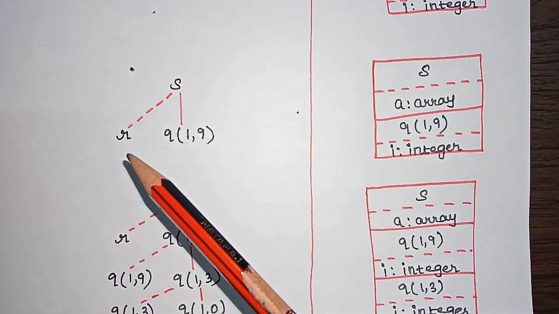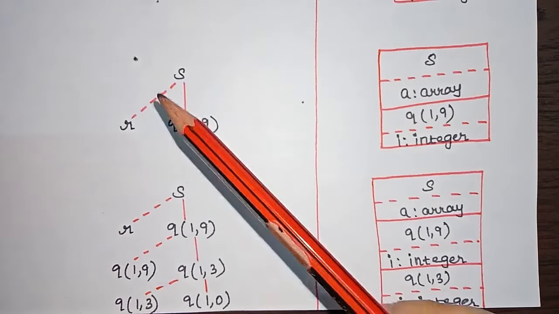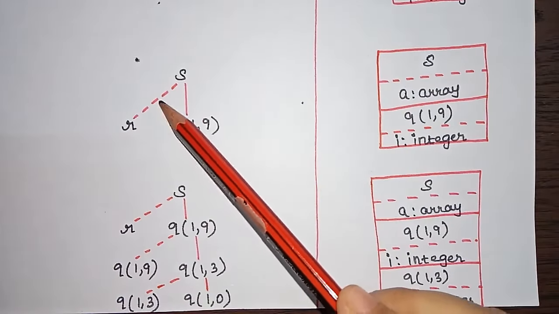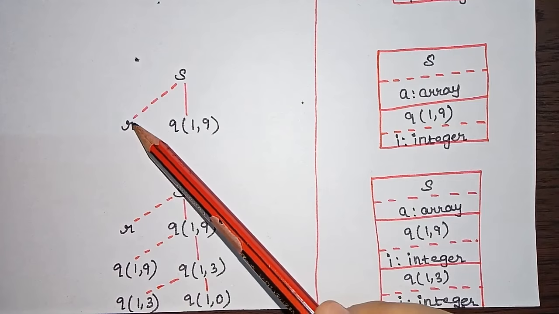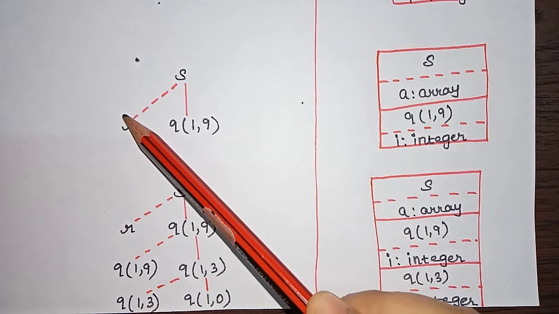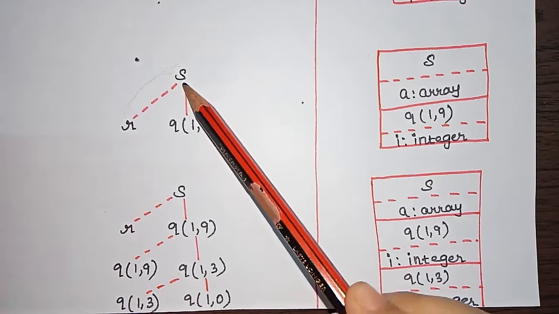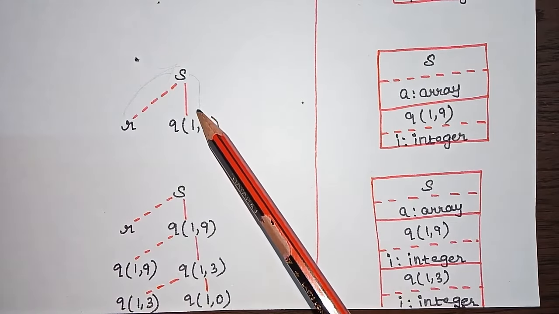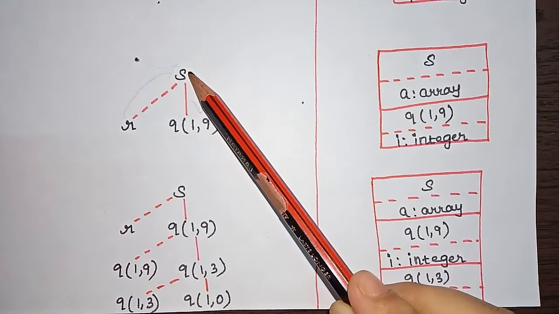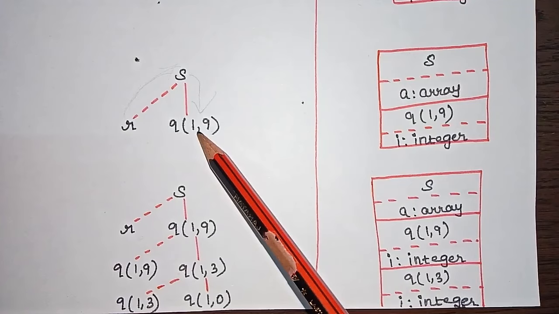Now this is the next step. If you look at this tree, we have two types of edges: one is a dashed line, or dotted line, and the other is a solid line. The dotted line represents that the procedure has been executed and the control is back to procedure S. The solid line represents that procedure Q is now in execution. Presently procedures S and Q are in activation, so the solid line indicates the activation of the procedure.